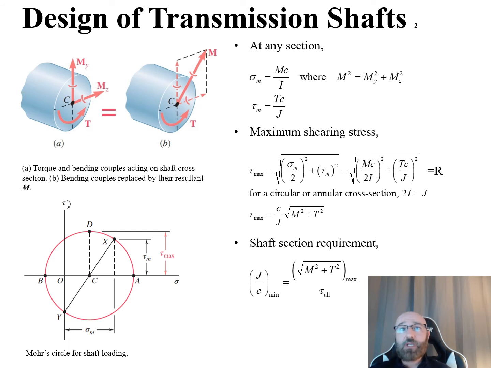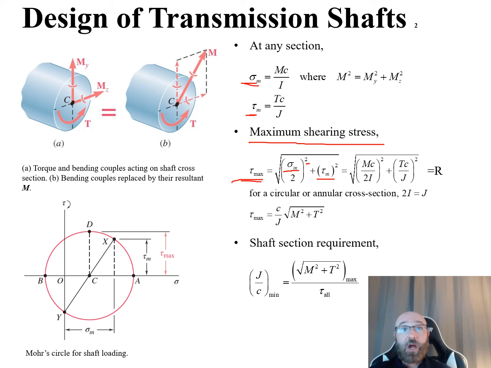We have our basic equation that we can see here, that our tau max is equal to the square root of our sigma m, for which we have this relationship up here, divided by 2 squared, plus now our tau m, which we have a relationship for right here, squared. Take the square root of the sum of both of those and we can get our tau max. So we now have relationships for both of those.